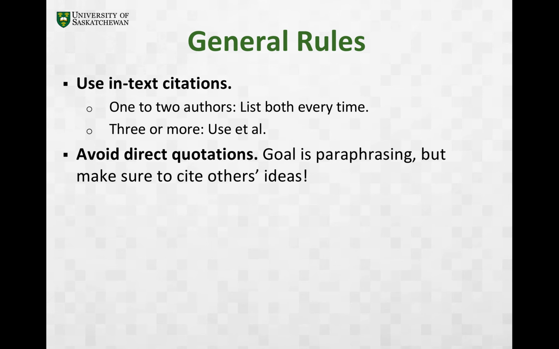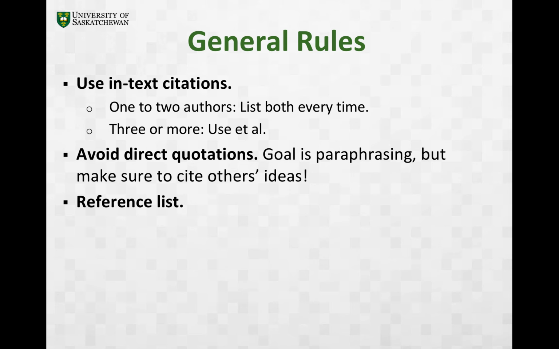Another really important thing to remember for APA style and for university writing in general is that you want to avoid direct quotations whenever possible. In APA style specifically, the goal is to paraphrase ideas. Now, paraphrasing doesn't mean that you get away from citing. You have to make sure that you cite every person's ideas. So even if you're writing it in a completely different way, but it really is that person's idea, you still need to cite where the idea came from.